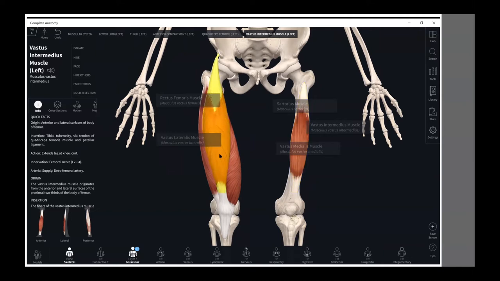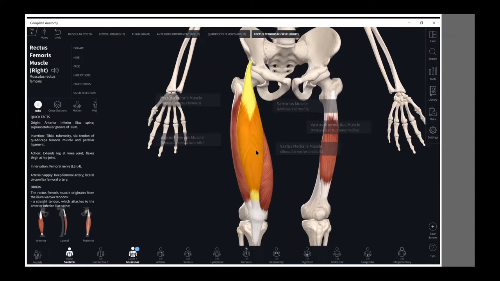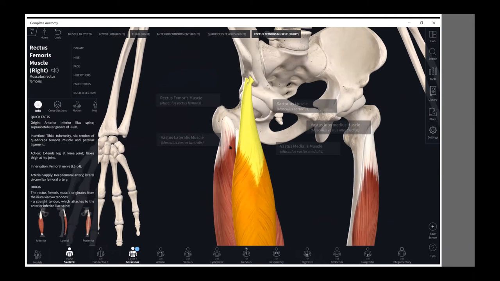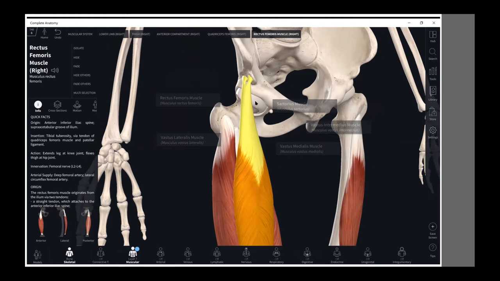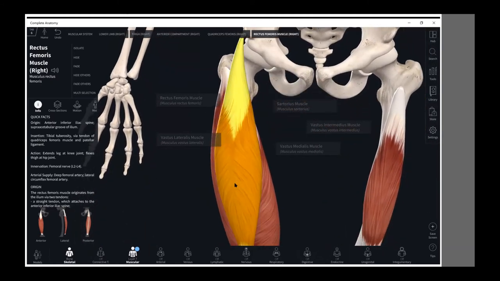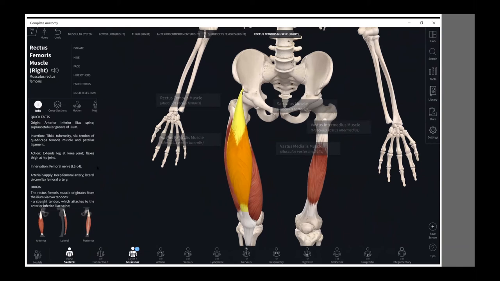So look next at rectus femoris, or rec fem. Its origin will come up nice and high, on the anterior inferior iliac spine in the supra-acetabular groove of the ilium. It inserts in the tibial tuberosity via the tendon of the quadriceps femoris muscle and the patellar ligament. And its action is it extends the leg at the knee joint and it flexes the thigh at the hip joint. So crossing two joints, it has dual functions. Innervation, femoral nerve L2, L3, L4.